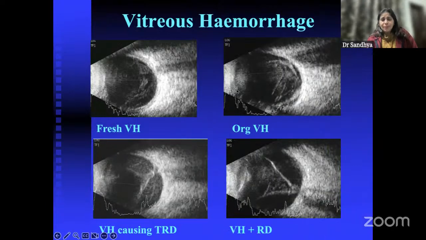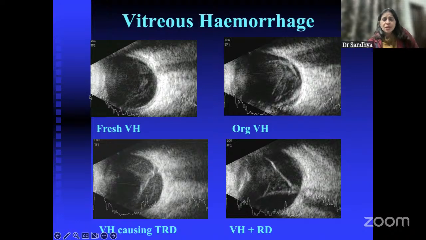So these are the different pathologies of vitreous hemorrhage that you see. The first picture is a fresh vitreous hemorrhage where the whole vitreous cavity is full of mild generalized scattered echoes. You don't see any membranes in the back of the vitreous cavity.